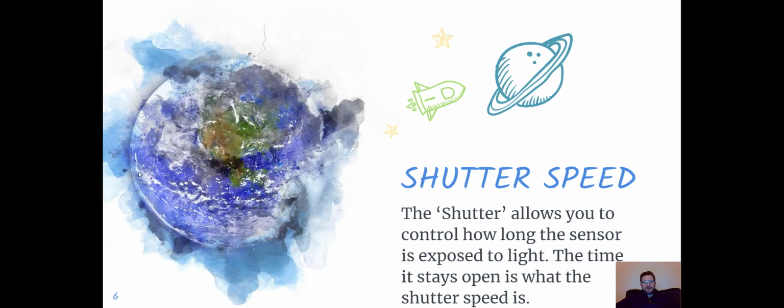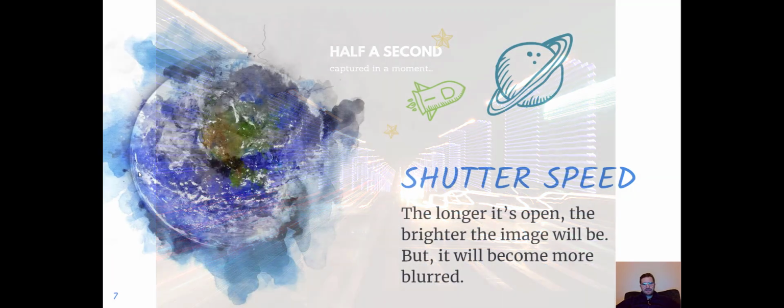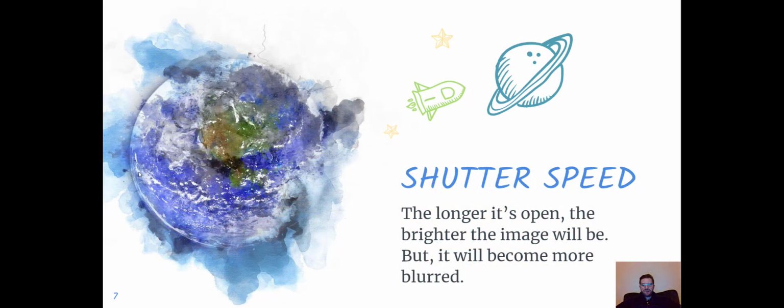So firstly, with shutter speed, the shutter allows you to control how long the sensor is exposed to light. The time it stays open is what the shutter speed is, so the longer the camera is exposed to the light, the brighter the image will be, but the more time will be encapsulated into that moment, which would be like one of those blurry car shots. I'll show you that in a minute. So as I say, the longer it's open, the brighter the image will be, but it will become more blurred.